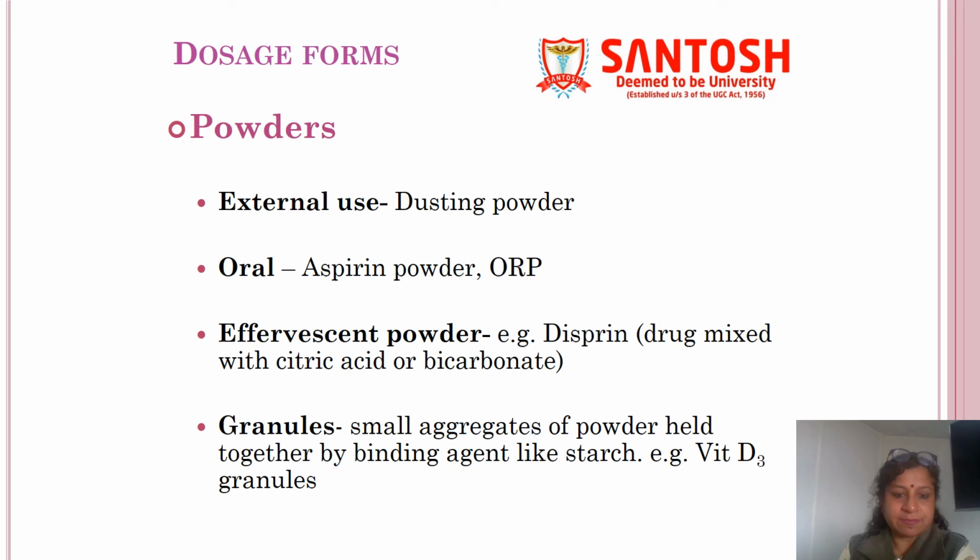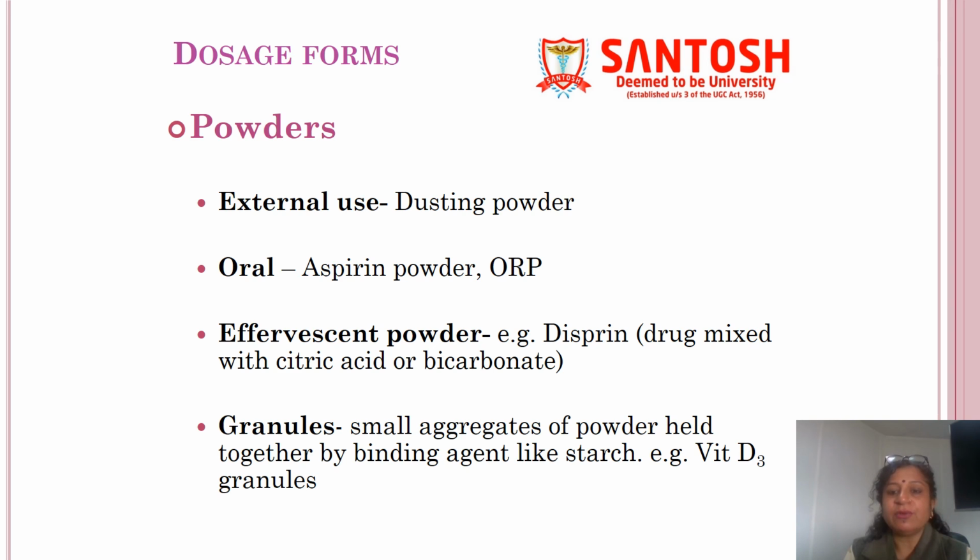Next come the dosage forms. What are different dosage forms? Dosage forms are the forms in which these drugs are available. A drug could be available in the form of powder, which we can use for external or oral use. For external use, like Soframycin powder, if we get any kind of ulcer or infection, we may put a dusting powder over that. For oral use, there is oral rehydration salt, ORS, which all of you are aware of.